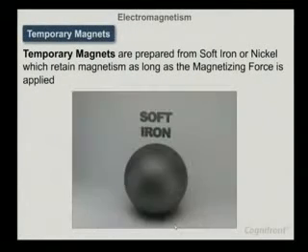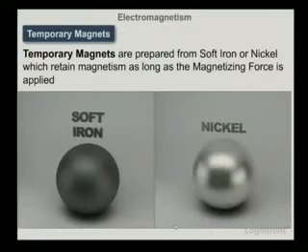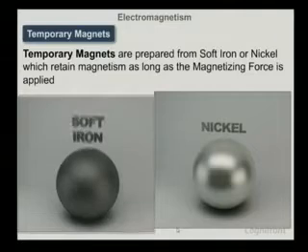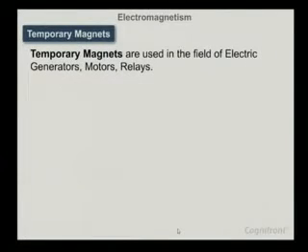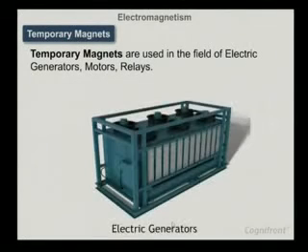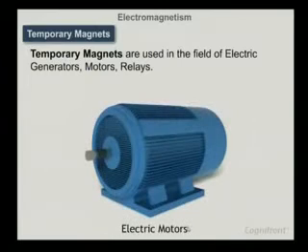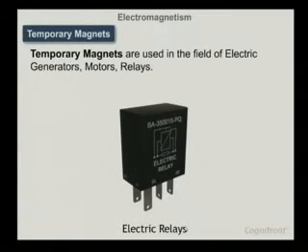Temporary magnets are prepared from soft iron or nickel, which retain magnetism only as long as the magnetizing force is applied. Temporary magnets are used in electrical generators, motors, relays, electric drives, etc.